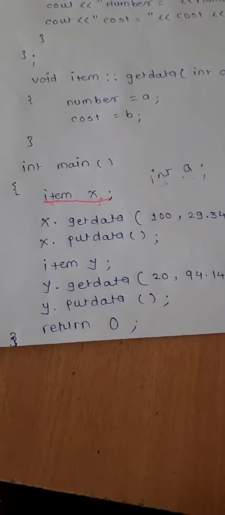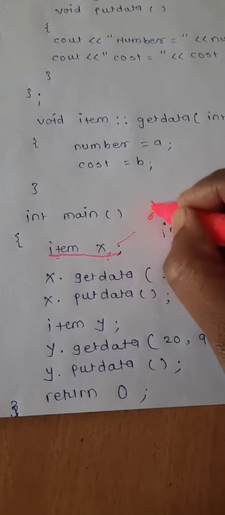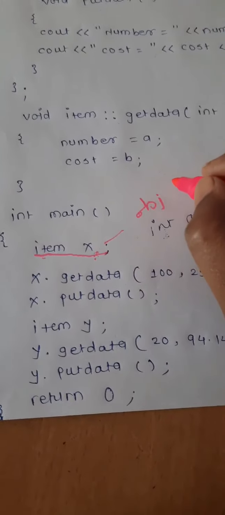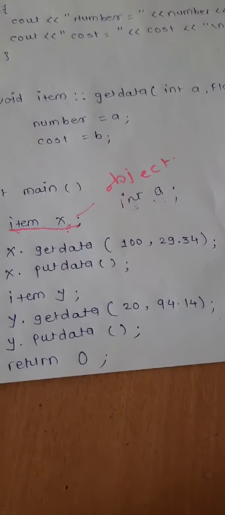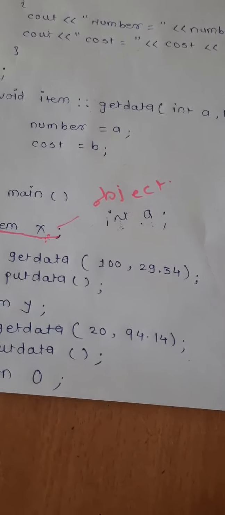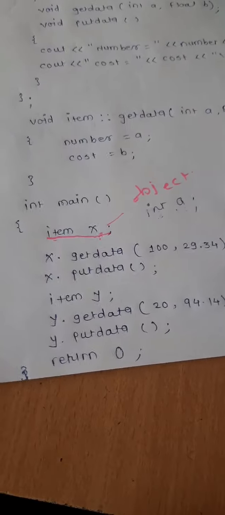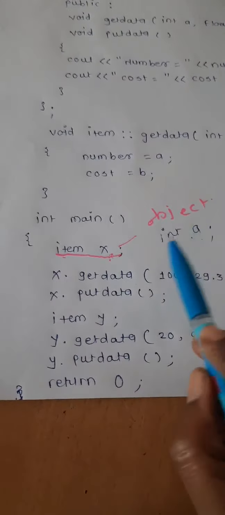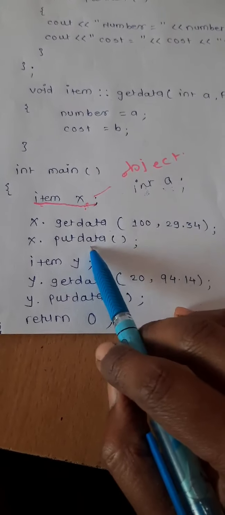Now next, this x is also called an object. Now x is our object. It is not called a general variable, it is called an object. Now see here, by using this object we can call the member functions. So get data is a public member function and put data is also a public member function.